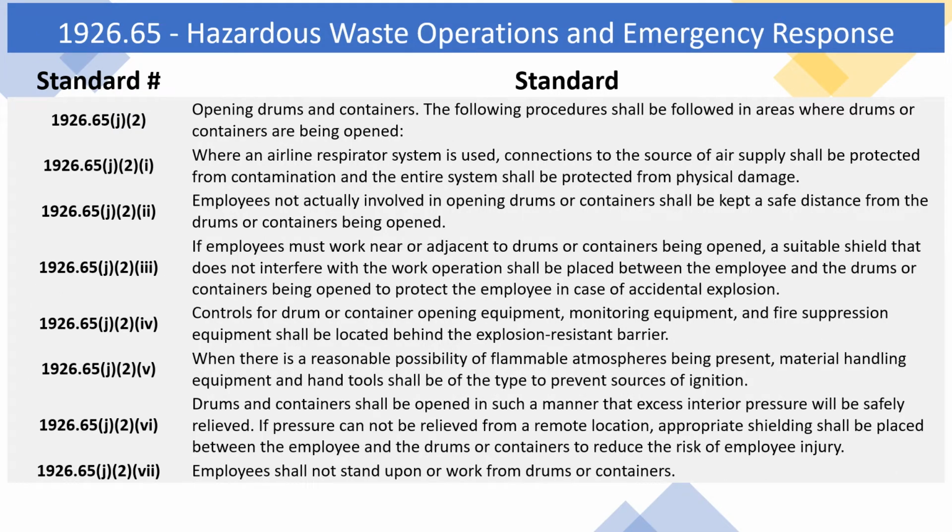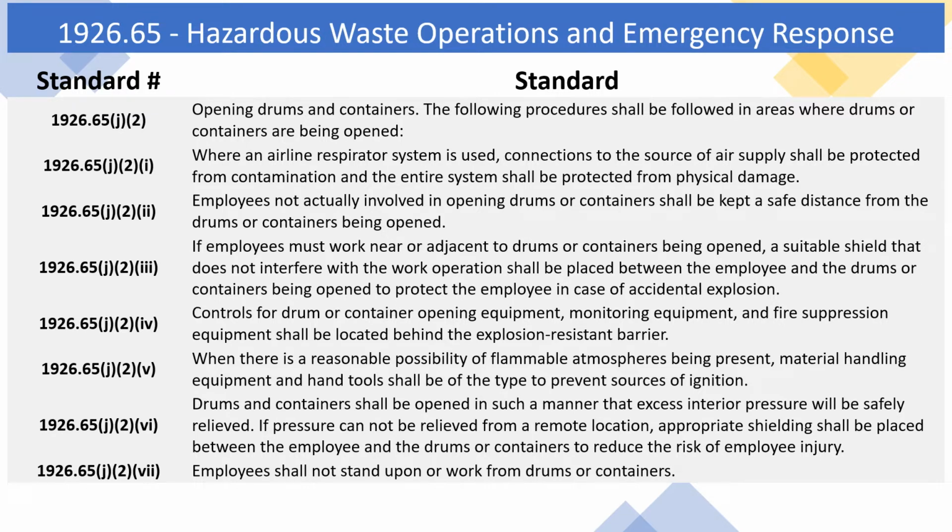1926.65 J2. Opening drums and containers. The following procedures shall be followed in areas where drums or containers are being opened. 1926.65 J2 1. Where an airline respirator system is used, connections to the source of air supply shall be protected from contamination and the entire system shall be protected from physical damage. 1926.65 J2 2. Employees not actually involved in opening drums or containers shall be kept a safe distance from the drums or containers being opened.